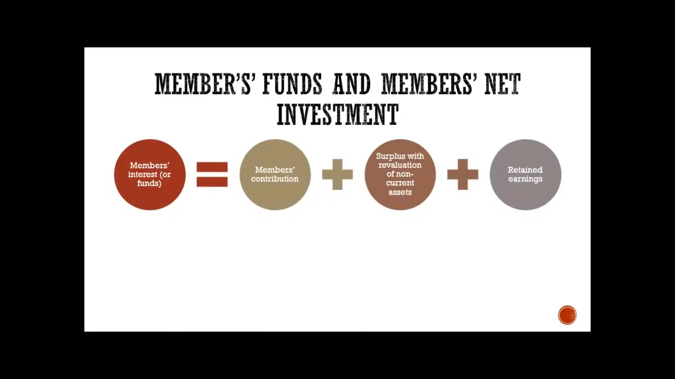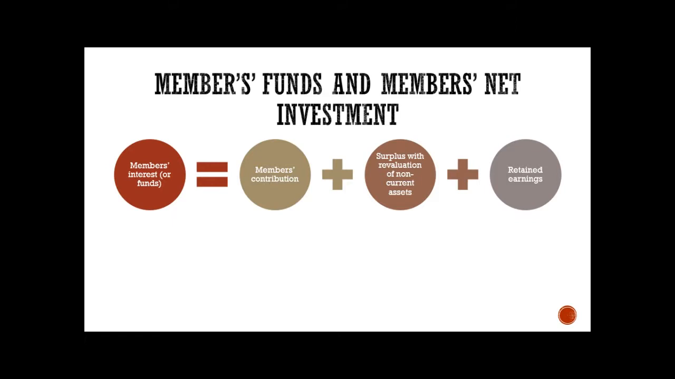Okay, now remember for a closed corporation, we don't have equity. We have members funds and members net investment. That is the equity names. Now remember how to calculate it. Members interest is your members contribution. That's their capital they put into the business. Plus your surplus from revaluation. That is the portion that your land and buildings have increased to reflect the market value. So the difference between what you paid and the market value goes to your surplus of revaluation.